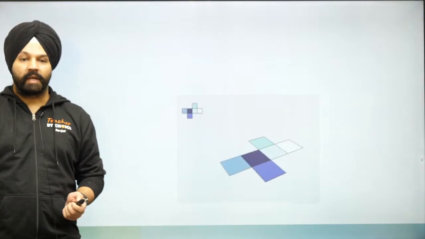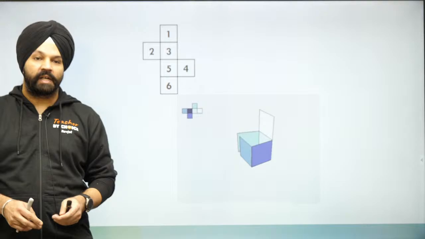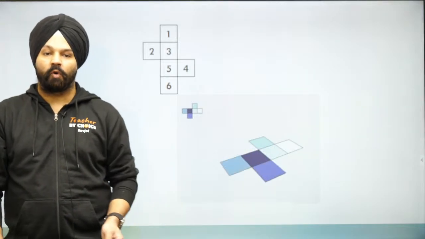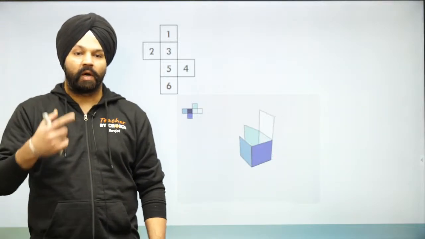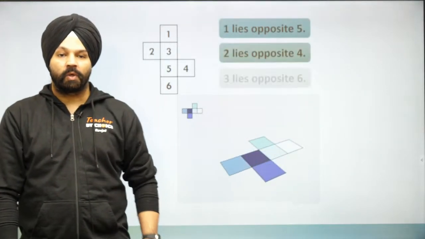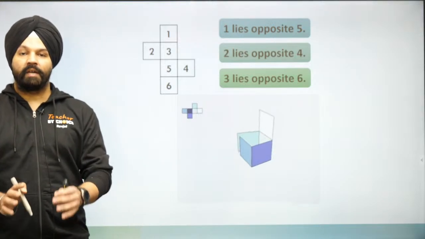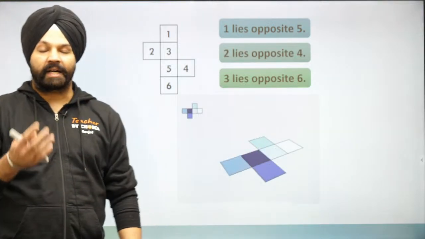Okay, one more arrangement. So one more animation is there, right? You can see now this is very much clear that 2 and 4 are on the opposite walls, right? And 1, 3, 5, 6. 1 is opposite to 5 and 3 is opposite to 6. And that's what the image is saying, right? So we are done with the animation part. Now let's move on to the practice part.